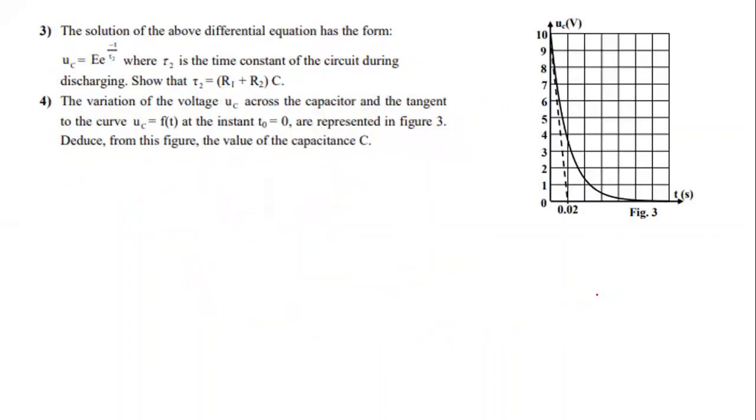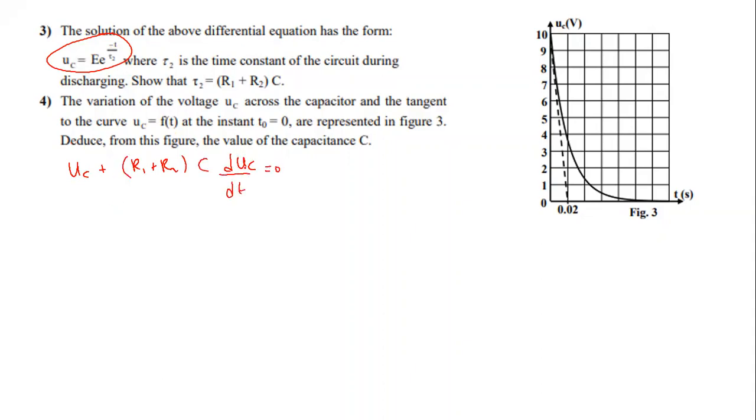The solution of the above differential equation is of the form uc equal e exponential minus t over tau 2, where tau 2 is the time constant. Show that tau 2 is equal to R1 plus R2 times c. Since it's a solution, this means it verifies the differential equation. So we have the differential equation of the form uc plus R1 plus R2 times c duc over dt equal to 0.